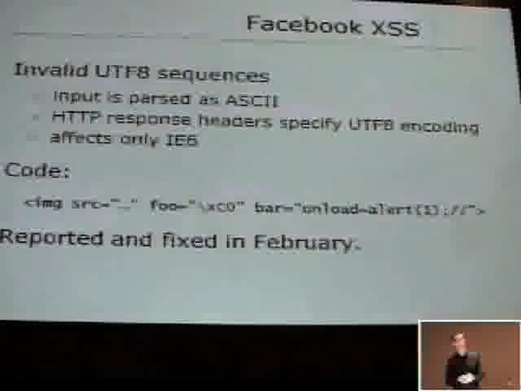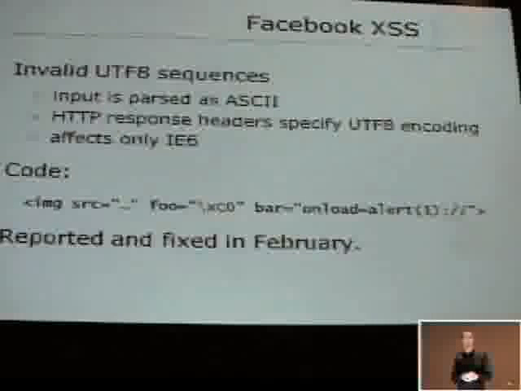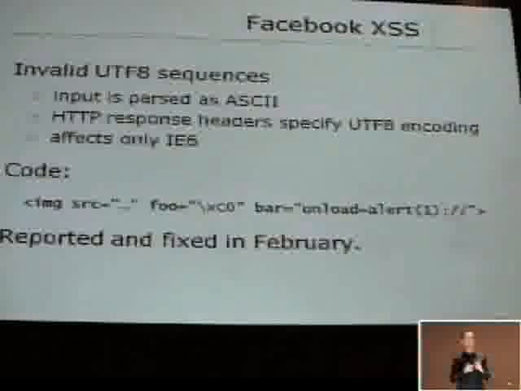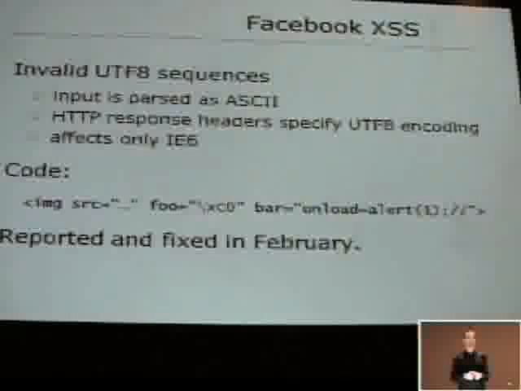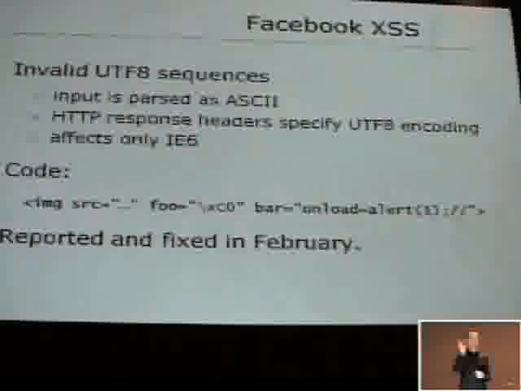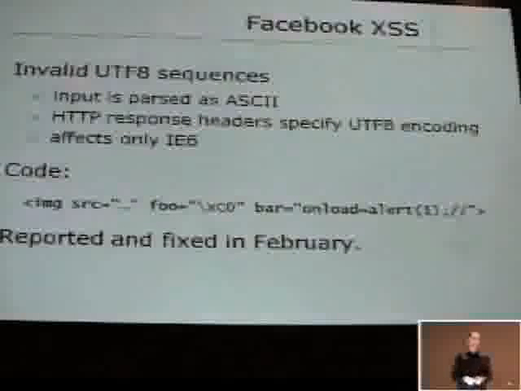So I reported this to Facebook in February, and they fixed it. And the first time they fixed it, they did proper UTF-8 parsing only inside attribute names. Attribute values, because this was the test. This was the example that I gave them. So after they told me that it was fixed, I did some more testing, and I found out that you can do the same thing with invalid UTF sequences inside just normal text, outside of an attribute. So I told them to fix it again.